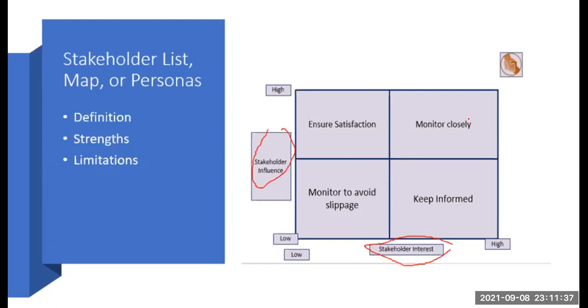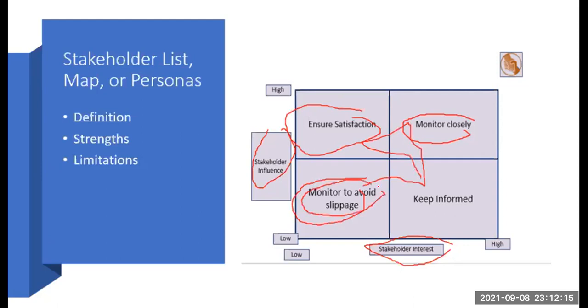The focus is mainly on the stakeholders who have high interest and high influence, so you monitor them closely. For people who have high influence and low interest, you ensure they are satisfied because they can spoil your project anytime. For people who have low interest and low influence, you don't need to bother much. The only thing is you need to make sure they don't spill into other quadrants. As long as they are in this quadrant, you don't need to give them much attention.